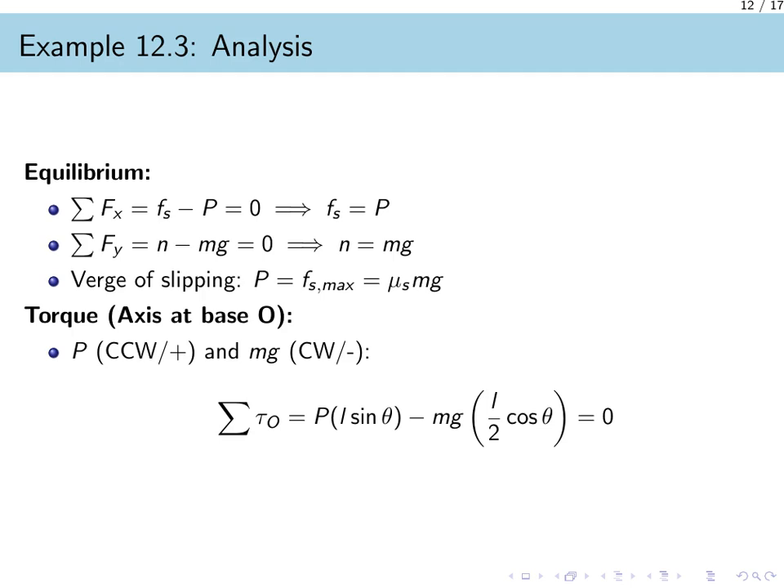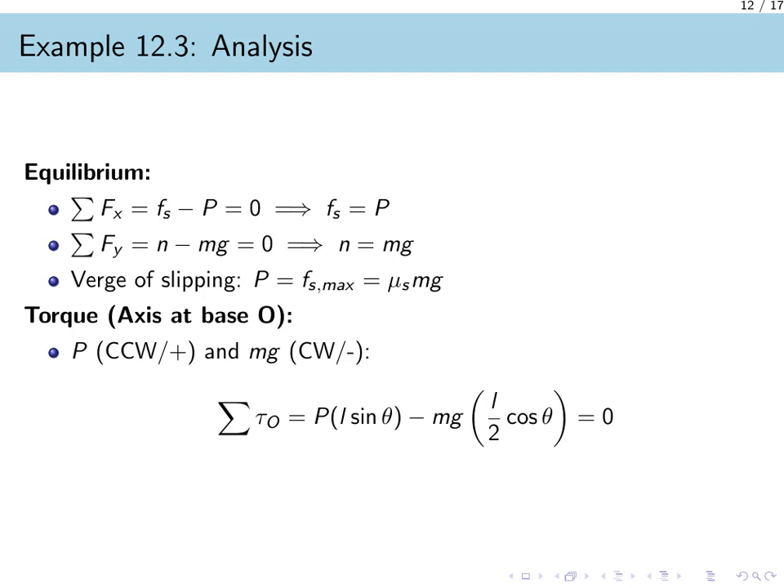To solve for the forces on the ladder, we apply the two conditions for static equilibrium. First, the net force must be zero. In the horizontal x direction, the static friction force from the floor, Fs, balances the normal force from the wall, P. Therefore, Fs equals P. In the vertical y direction, the normal force from the ground, N, must support the ladder's weight, mg. So, N equals mg.